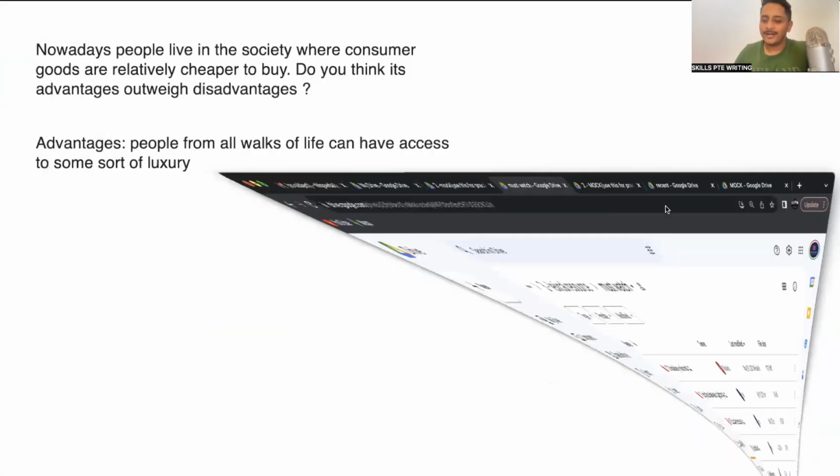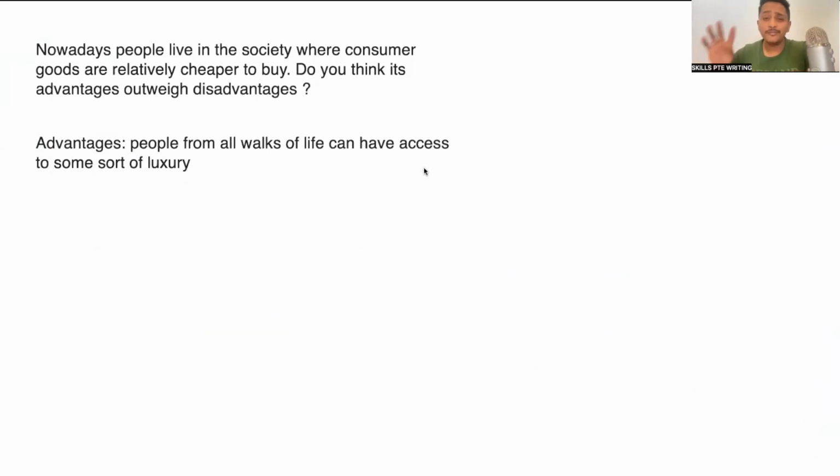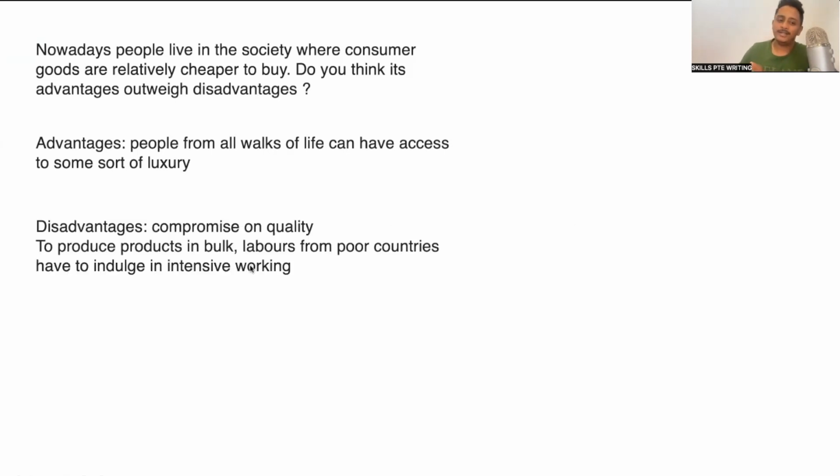Okay. All right. So these 4 components are the ones with which you will be evaluated. So we need to write an essay using these 4 components, thinking about these 4 components. So that's the advantage. Compromise on the quality to produce products in bulk. Labor from poor countries have to indulge in intensive working. Or as Purti told you, you can also talk about how you end up spending, or you end up buying more than what is required, resulting in wastage.